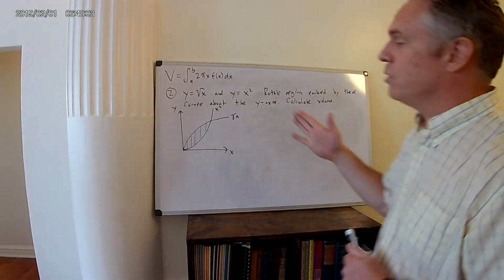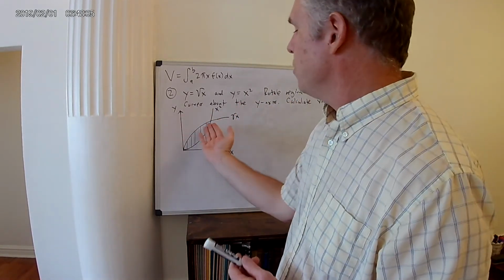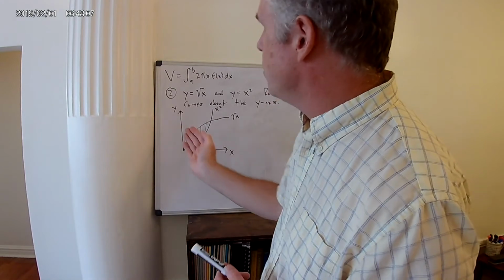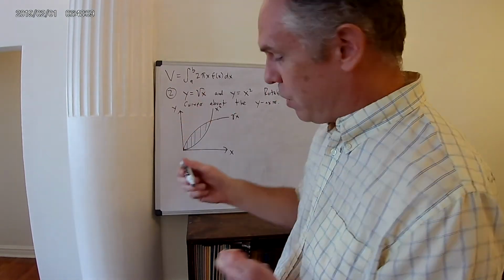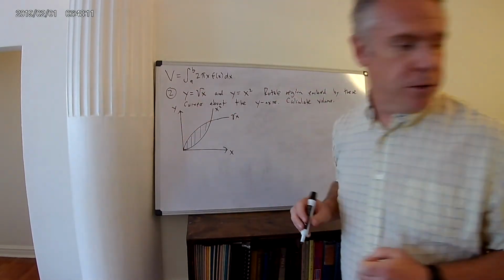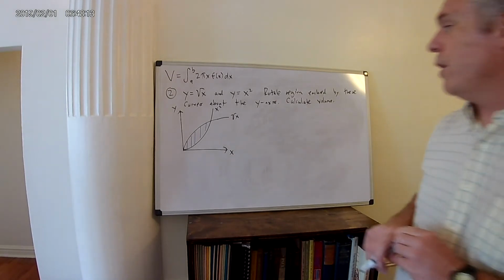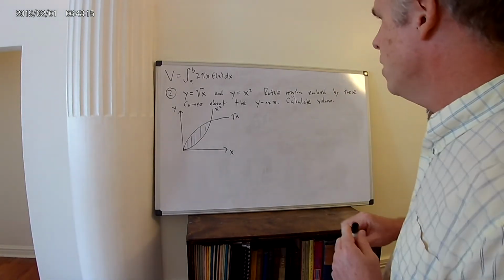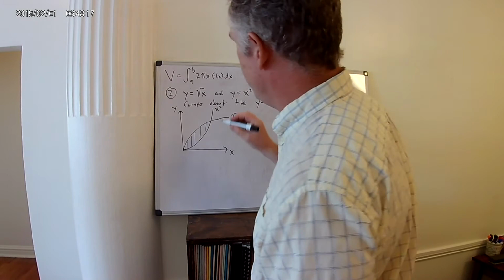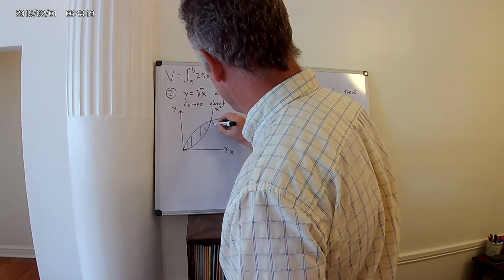So I'm not going to attempt to draw what that object looks like, but just imagine rotating this enclosed region about the y-axis. It will create some solid object. We're going to calculate the volume of this solid object. Okay. So first thing to do here is we need to find this point of intersection.